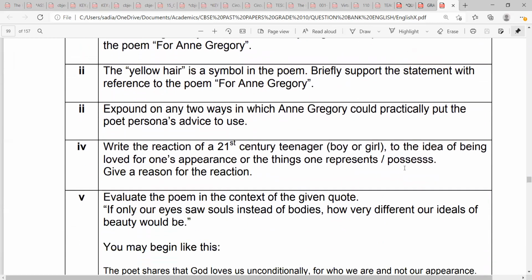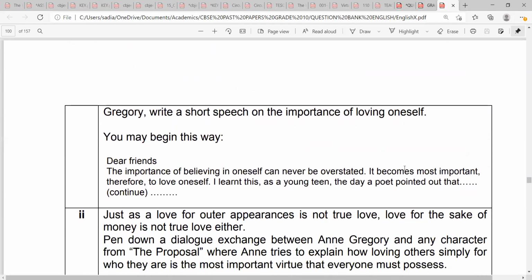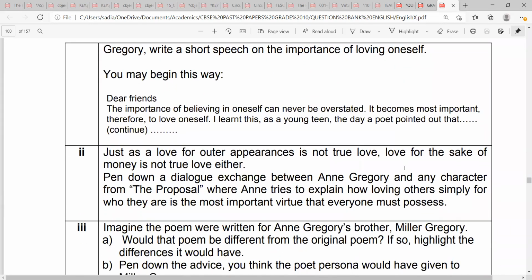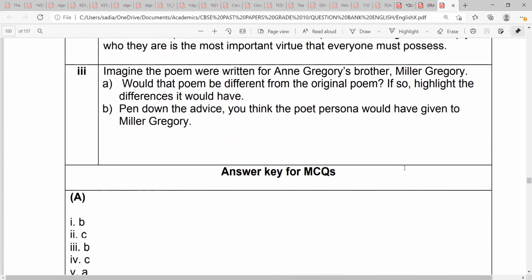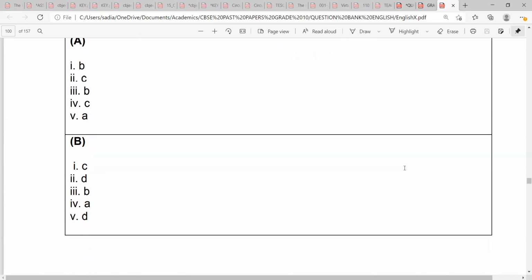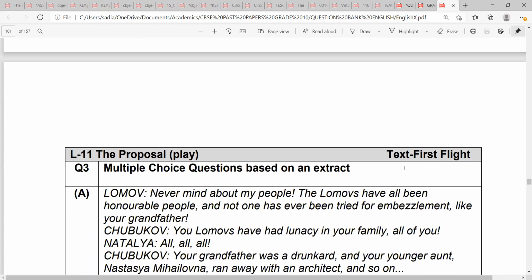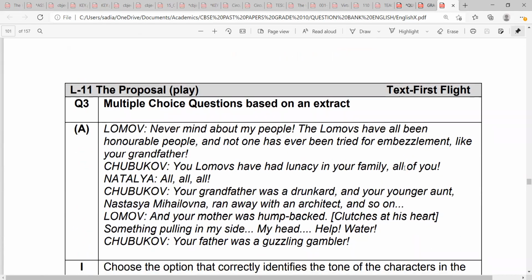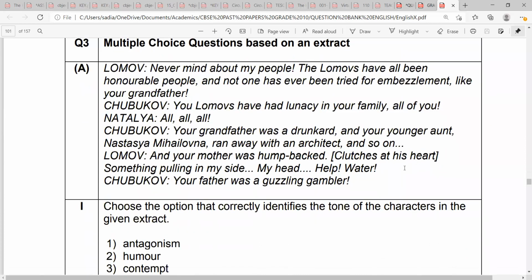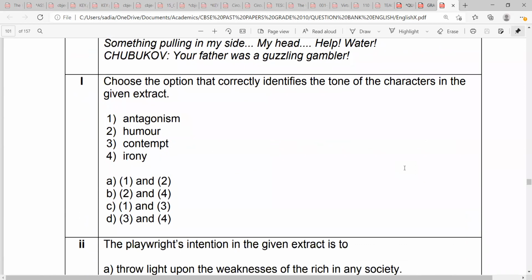Look at the questions for the comparative analysis. If it has certain aspects which are to be used with, say, the portion, say, the proposal, then kindly go ahead and read, and Gregory also. Answers for MCQs. Proposal, play from the text first flight, read the excerpt, and then answer the questions.